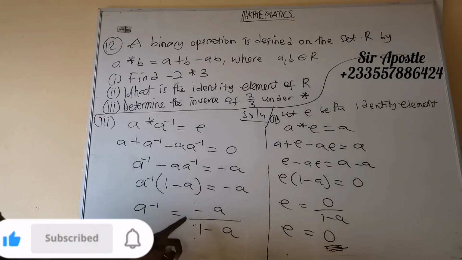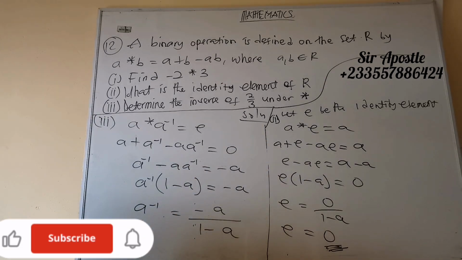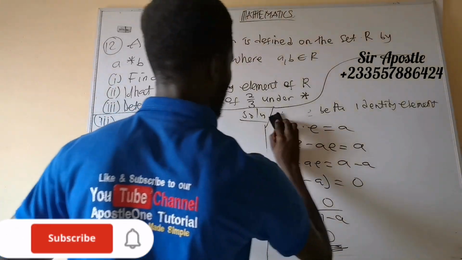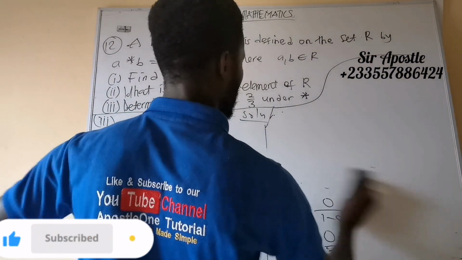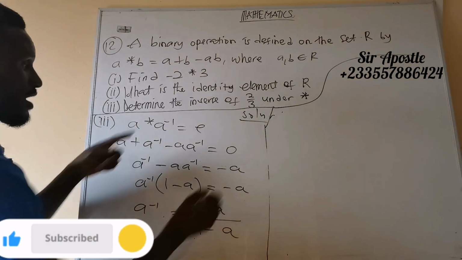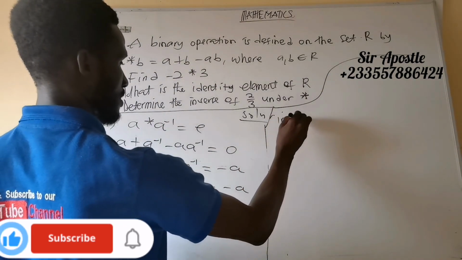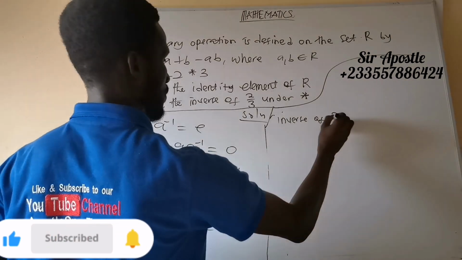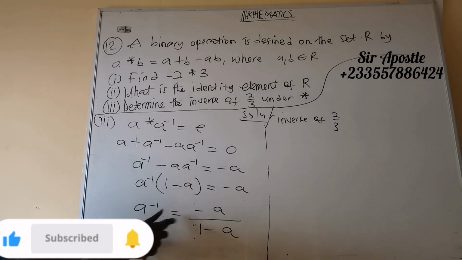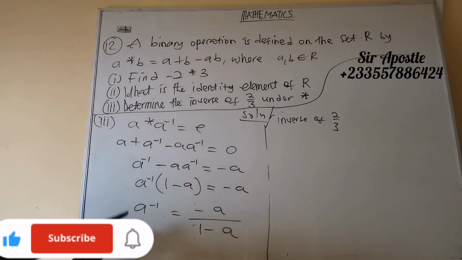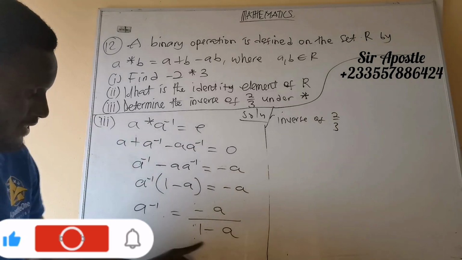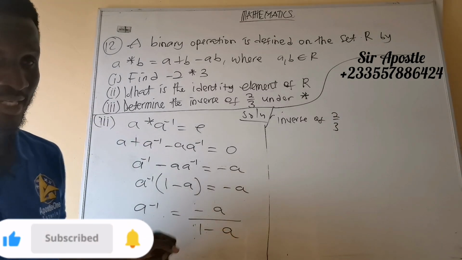So we can use this one to find the inverse of 2 out of 3. Now this is the inverse. We are done with the inverse. So let me clean this one. Now I'm going to look for the inverse of 2 out of 3. It is so simple. Inverse of A is this one. So the inverse of 2 out of 3 means that we are supposed to put the 2 out of 3 inside this one. Wherever I see A here, then put 2 out of 3 there.